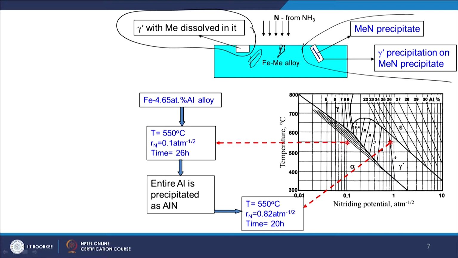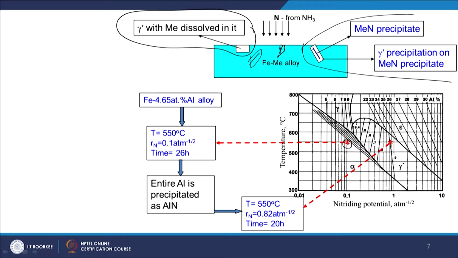Now, out of these two, what is actually operating, one can find out. How can one do that? You take the iron aluminum alloy and you first nitride that in conditions where you do not form iron nitride.